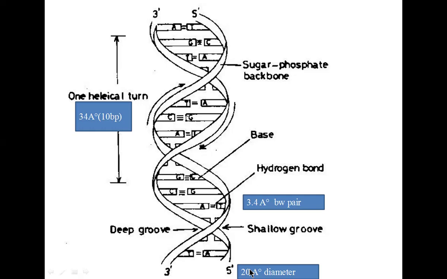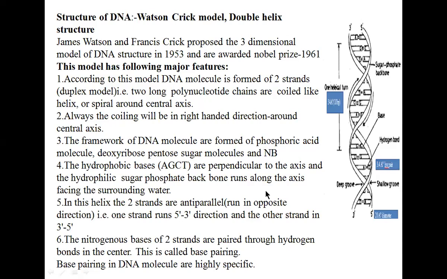Let us go through the explanation part of this particular Watson-Crick model of DNA. I've already explained it in the previous slide, but if you want, you can take a screenshot and go through it. So now let us understand the structure of DNA, what crystallographic studies have revealed. James D. Watson and Francis Crick proposed the three-dimensional model of DNA structure in the year 1953, and they were awarded the Nobel Prize in the year 1962.